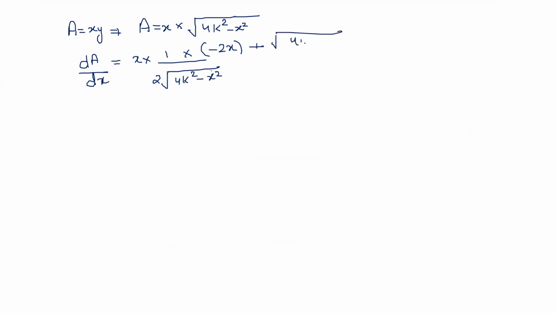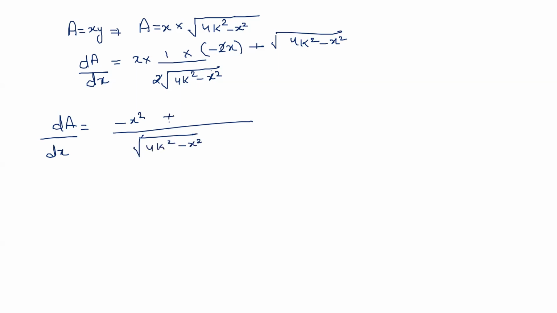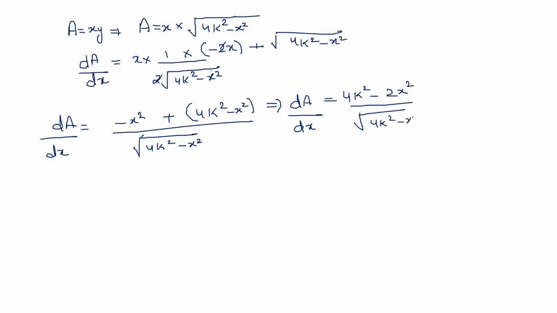Plus under root of 4k square minus x square. So dA by dx is equal to, take the 2, it will get cancelled out. We will get minus x square, take LCM under root 4k square minus x square. Here you will get 4k square minus x square. dA by dx is equal to 4k square minus 2x square by under root of 4k square minus x square.